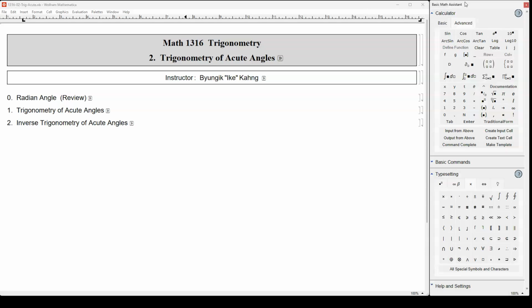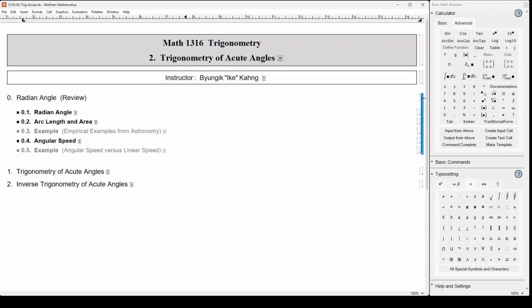Hello Math 1316 students, let's begin lesson 2, trigonometry of acute angles, or equivalently, the trigonometry of right triangles. Any acute angle can be inscribed into appropriate right triangles, so they mean the same thing. Let's begin with a bit of a review, however.